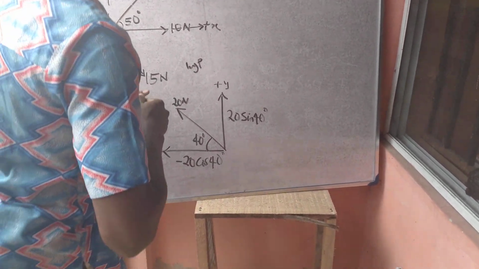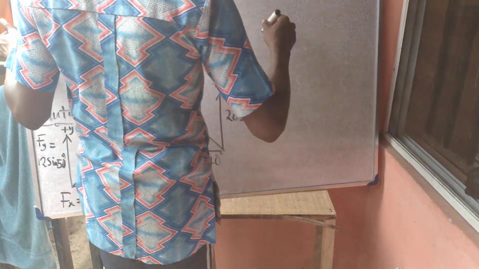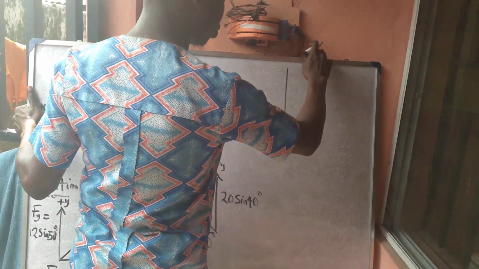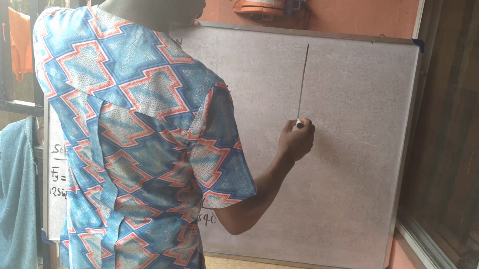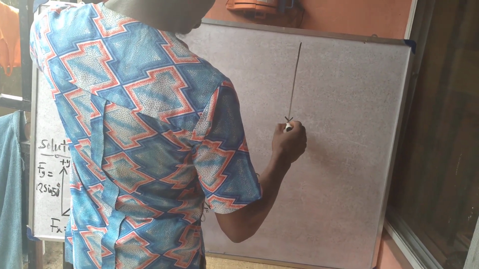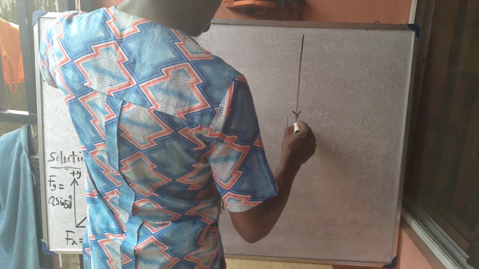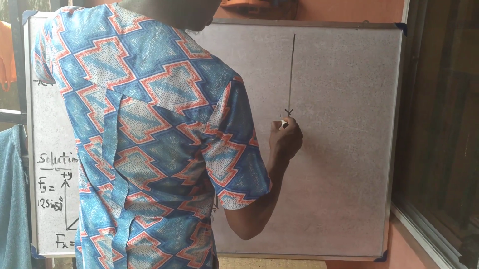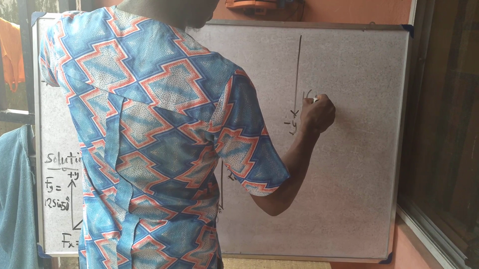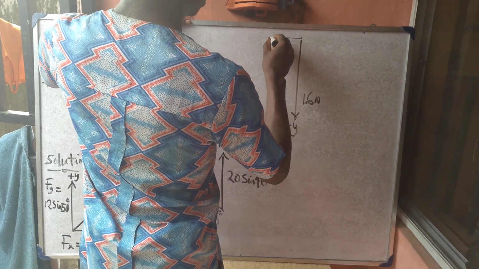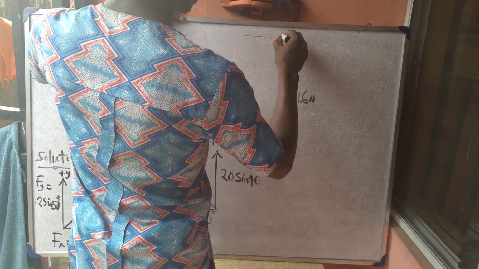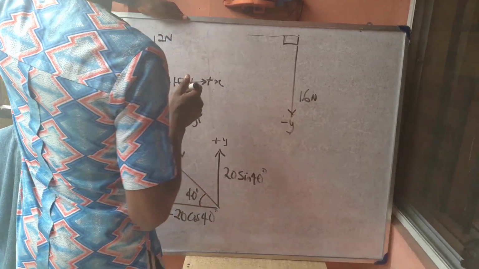That's right, it's at a right angle, perpendicular. So you extract that component out, and you have 16 Newton acting downwards. This is negative y, that is for the 16 Newton, inclined at 90 degrees, at right angles.